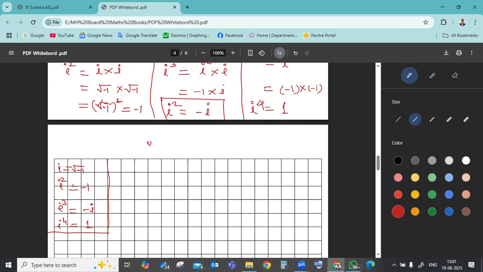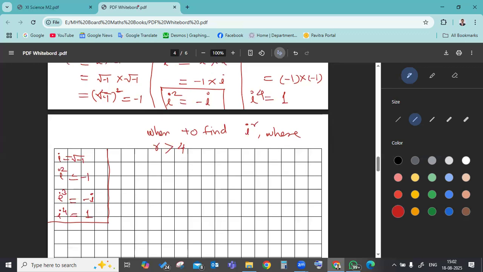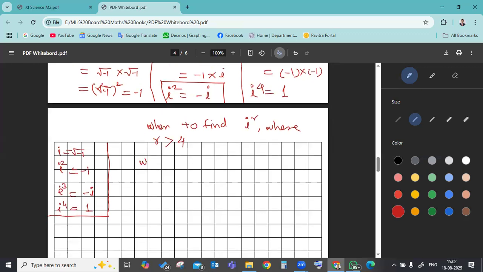Now when to find i raised to R, where R is any number greater than 4, then in that case we divide R by 4 and let Q be the quotient obtained, R the remainder obtained.